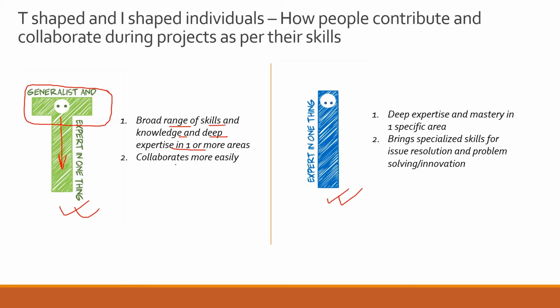And of course, it's very intuitive that these kind of people collaborate more easily. Next, who are I-shaped individuals? They are such kind of individuals who have deep expertise and mastery in one specific area. Okay, so they bring specialized skill for issue resolution and problem solving and innovation.